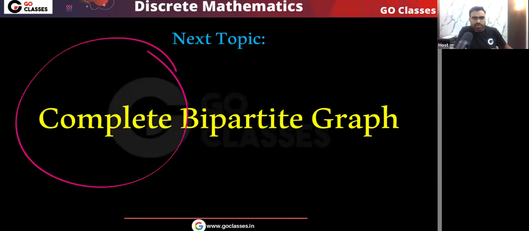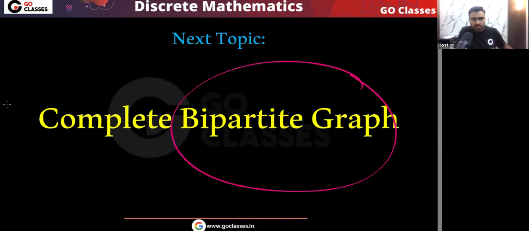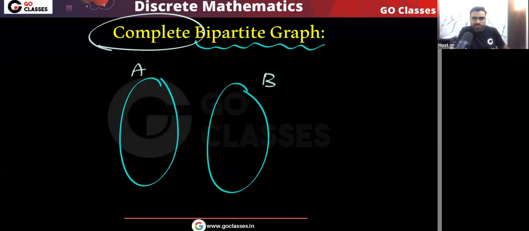Let's study the next topic, that is complete bipartite graph. Let's see what this is. The name itself is telling you, first of all, this is a bipartite graph. So remember, this is a bipartite graph means the vertices I can partition into two parts, part A, B, such that every edge will be between these two parts. So complete bipartite graph is a bipartite graph, but there is one more property. The name is telling you: complete.